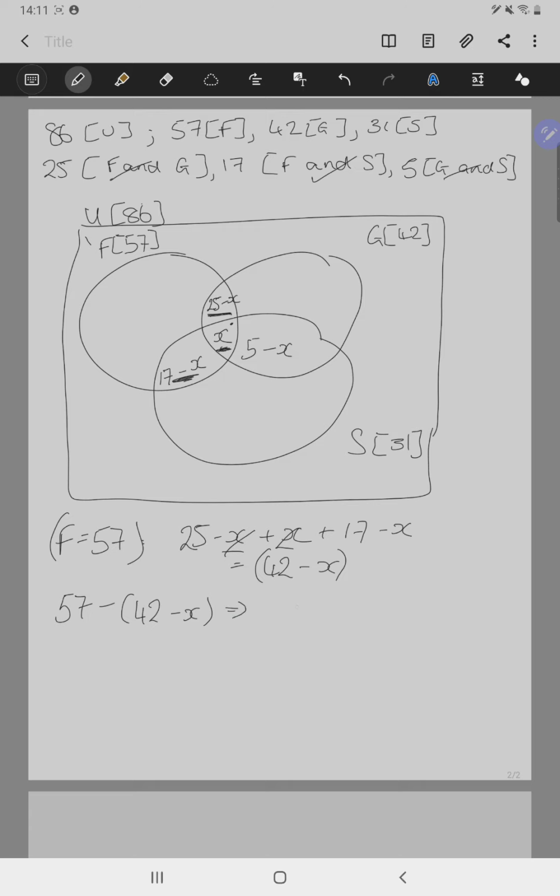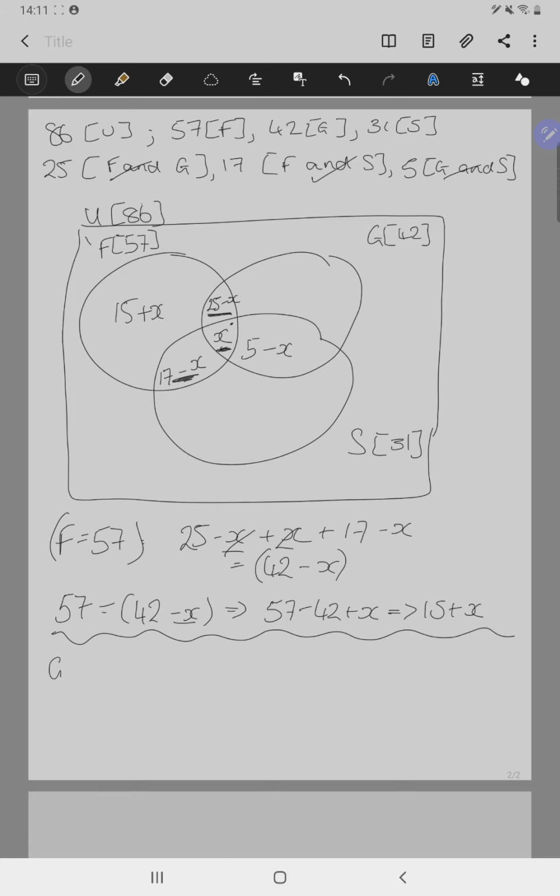So let's remove the brackets first of all. So 57 minus 42, but then we have a minus x. So that would give us plus x. So 57 minus 42, that means in here we have 15 plus x. So if you were to add up those four parts here in that circle, that will bring you to 57.